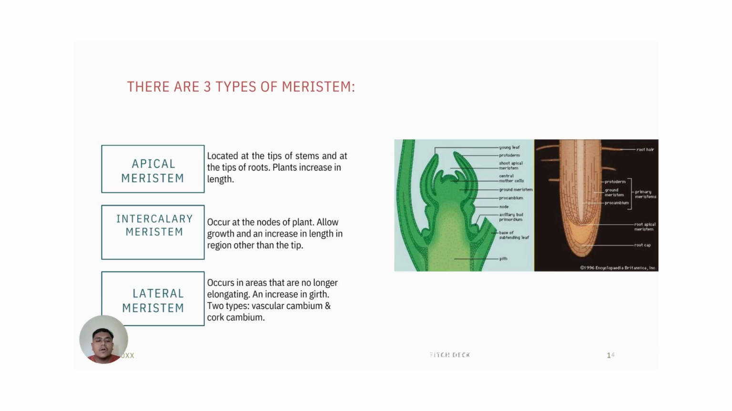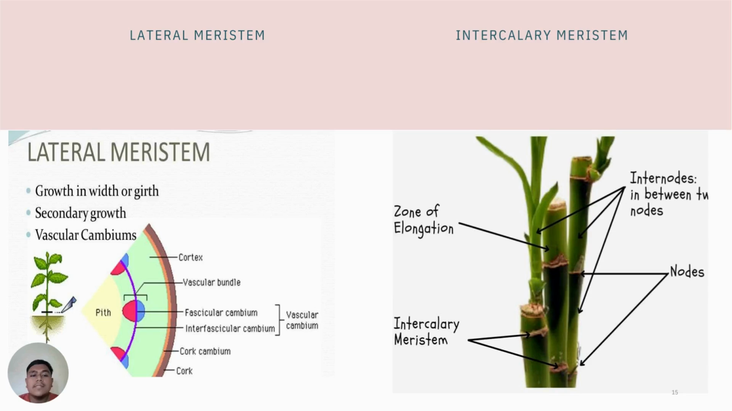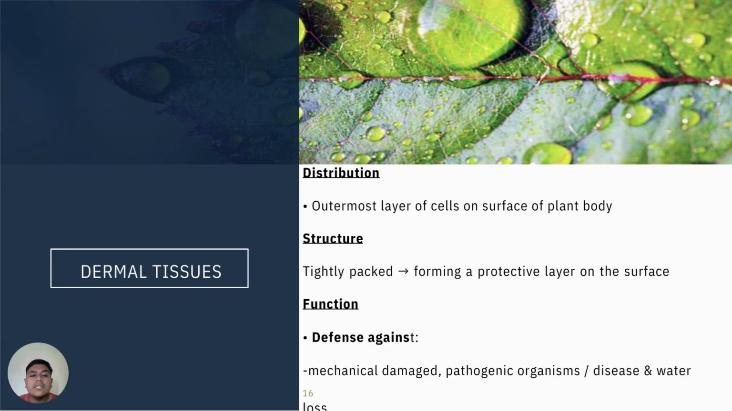Lateral meristem occurs in areas that are no longer elongating and increase in girth, and has 2 types, which are vascular cambium and cork cambium. This is an example of lateral meristem and intercalary meristem. Dermal tissue distribution: the outermost layer of cells on the surface of the plant body. Structure of dermal tissue: tightly packed, forming a protective layer on the surface. The function is defense against mechanical damage, pathogenic organisms or disease, and water loss.